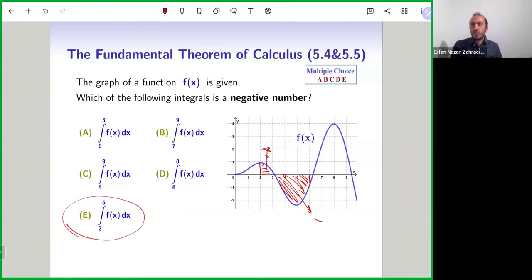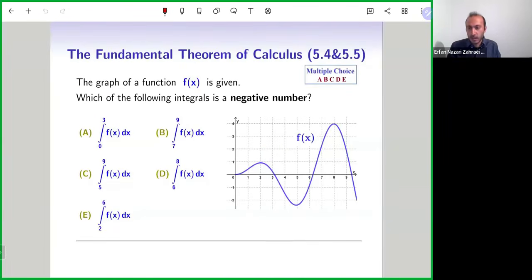Again, this had nothing to do with this section actually. It was more about the definition of the definite integral, and we didn't use the fundamental theorem of calculus in it.